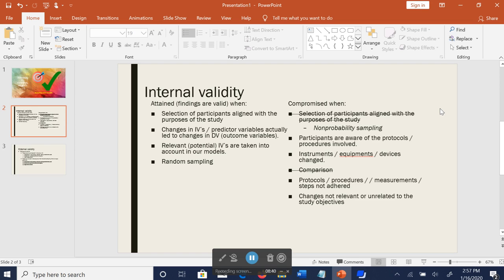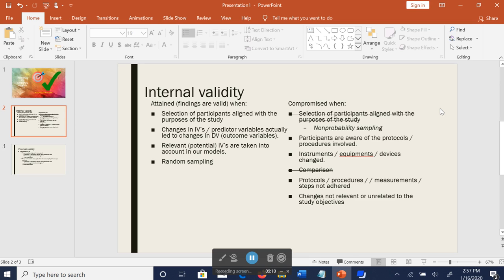And internal validity can also be compromised when researchers change the instruments, the equipment, or the devices they use in their study. This can either be a gradual or impromptu change, and either one of them can lead to the internal validity of their findings being compromised.